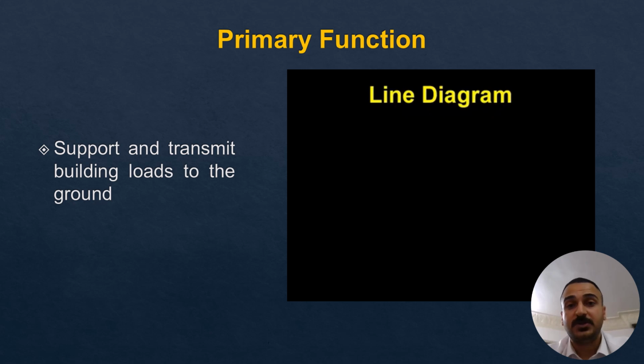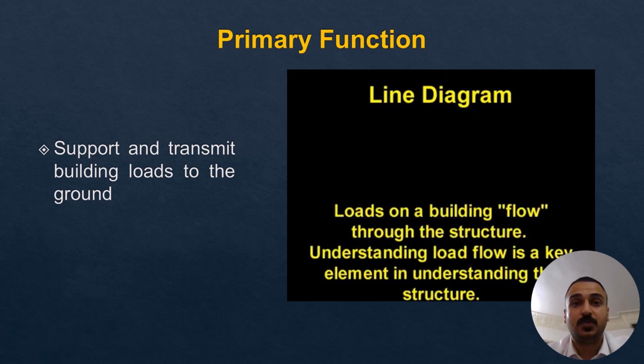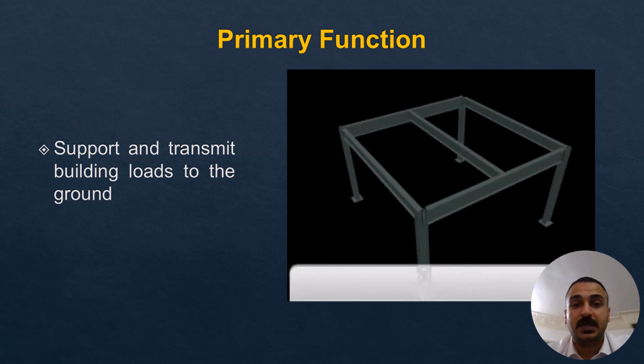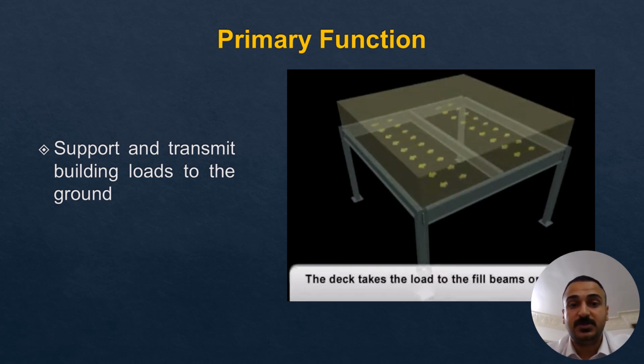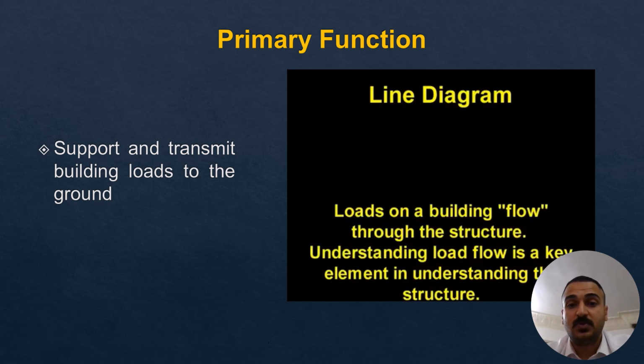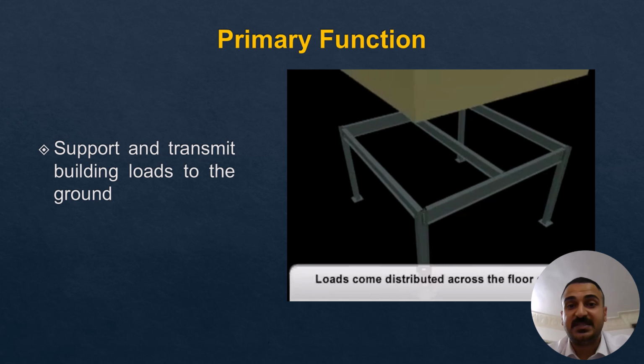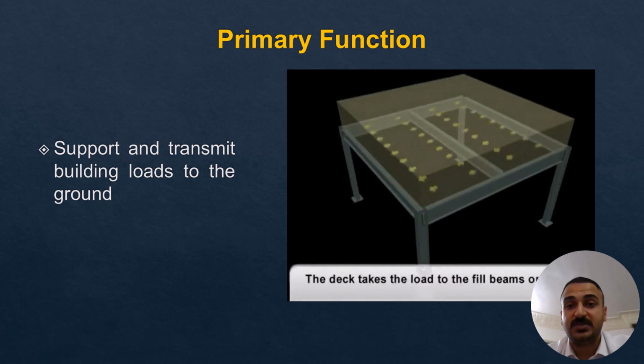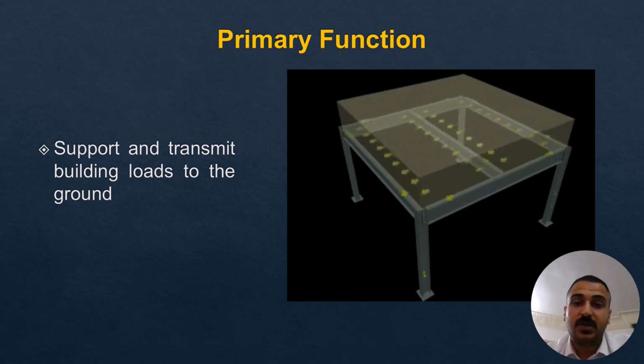The primary function of the structure is to support and transmit the loads to the ground. I'll present to you a video showing how the loads transmit through the structural members to the ground. Here we can see an object applied to a structure. We can see the loads transmitting from this object to the beams and from the beams through the columns to the ground.